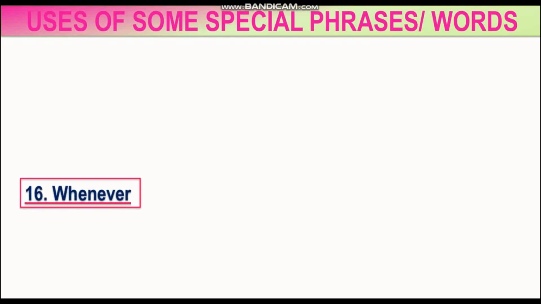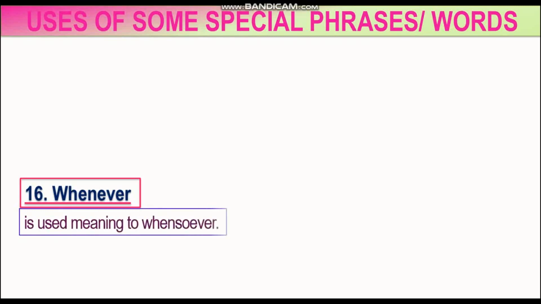Number 16. Whenever. The word whenever is used meaning whensoever, indicating indefinite time. The word whenever is best used for repeated events or events whose date or time is uncertain. In other words, the word whenever can be substituted for every time that or at whatever time that in the sentence.